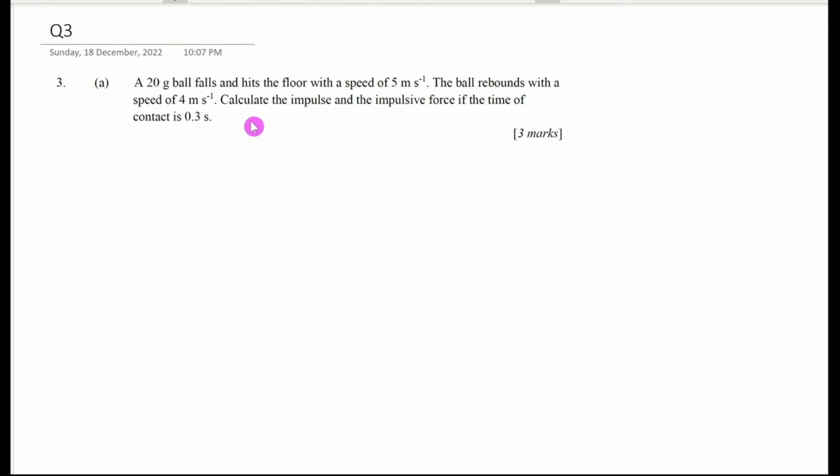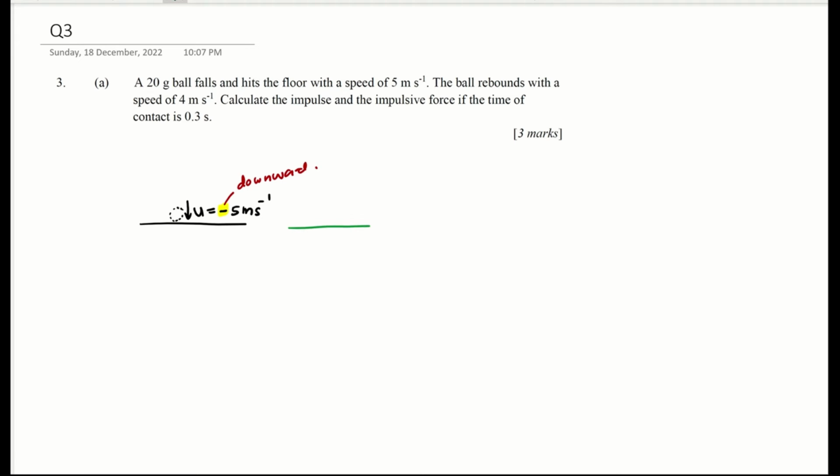Okay, so means that, let's say, so this is the floor. Okay, so this is the ball, and let's say it's moving downward. Okay, so before collision between the ball and the floor is equal to -5 meter per second. Why negative? Sebab direction dia adalah downward. Okay, so this is because of downward direction.